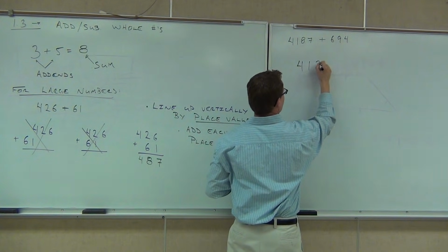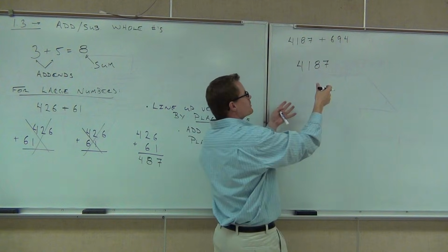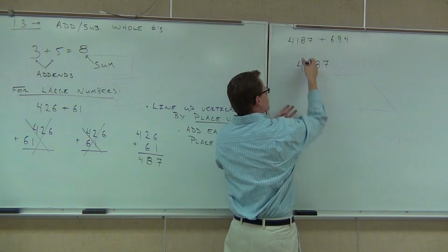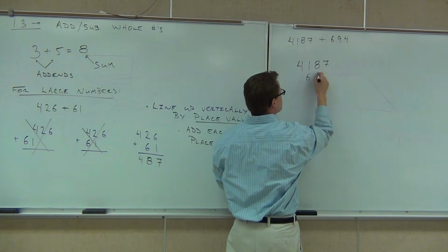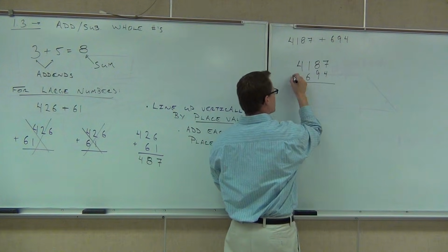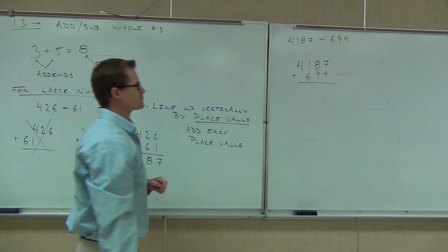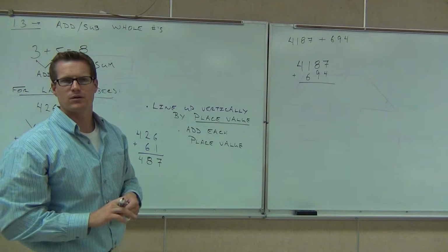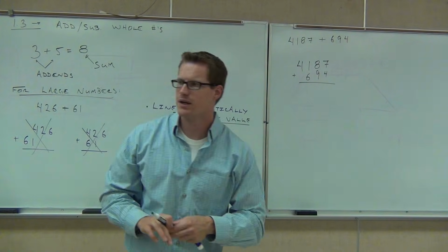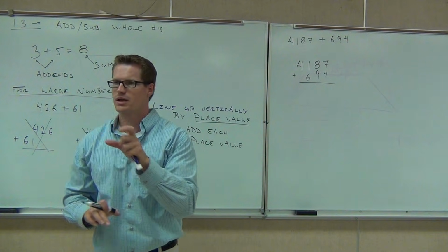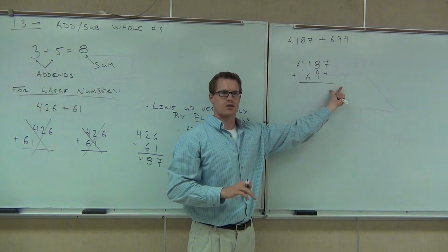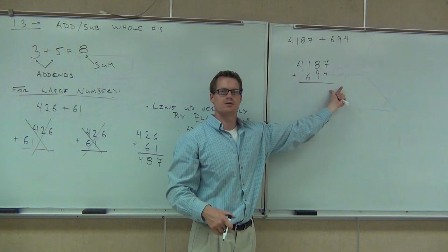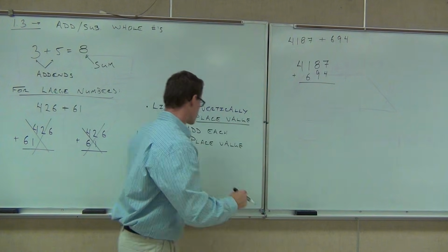So 4187. And we're going to line up by place value, so our 6 has to go under our 1. Matching up our hundreds, our 10s, and our 1s. And we add accordingly. But wait a second, what's going to happen? What's our 7 plus 4? Is that going to fit in the 1 spot? Can you have like 11 here? What's that called when you have more than what will fit? What do you have to do? Yeah, so don't forget to carry.